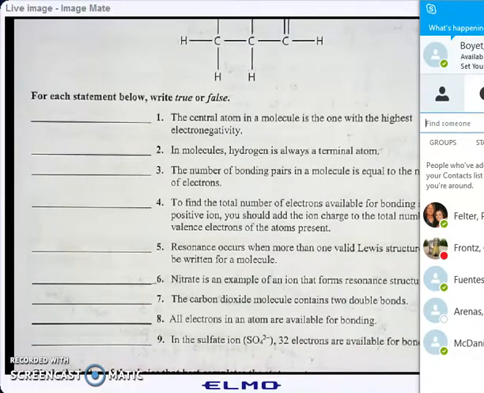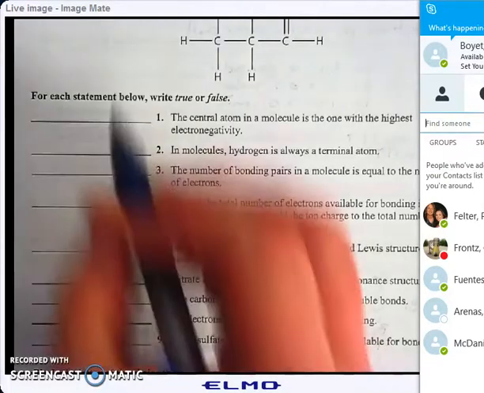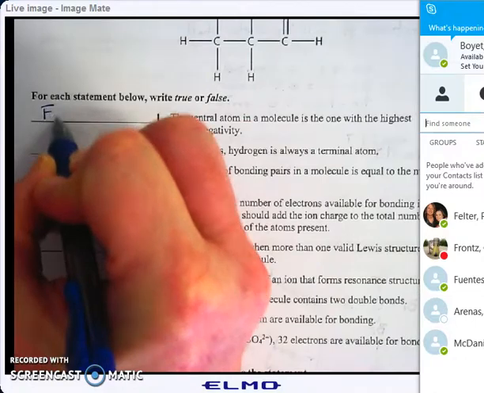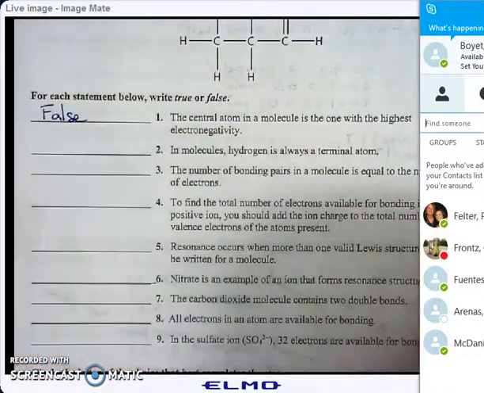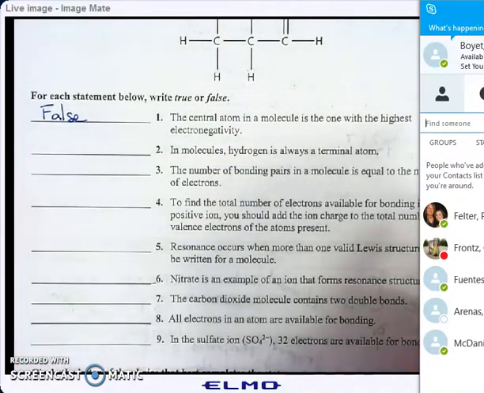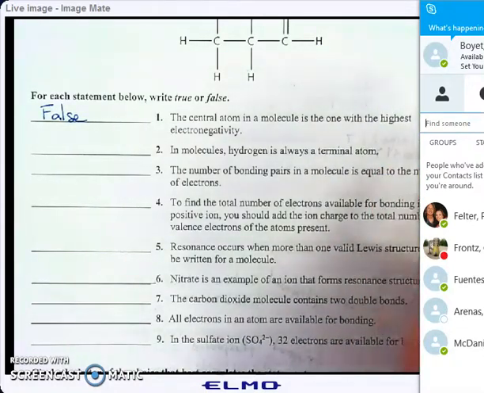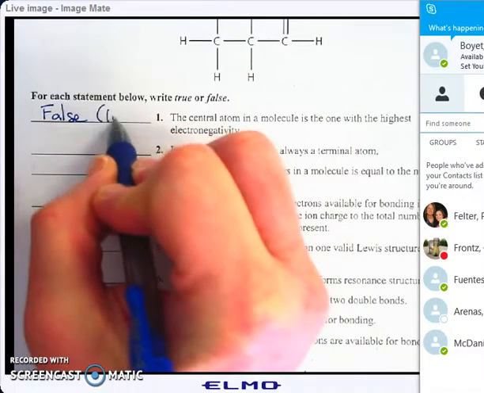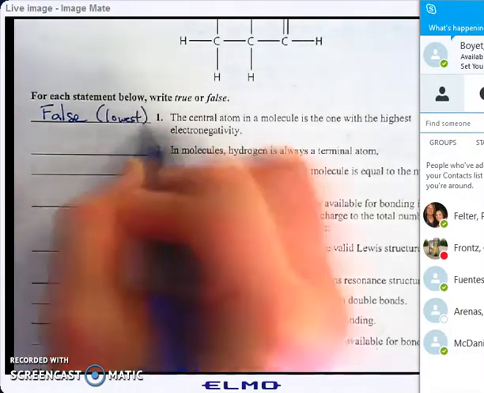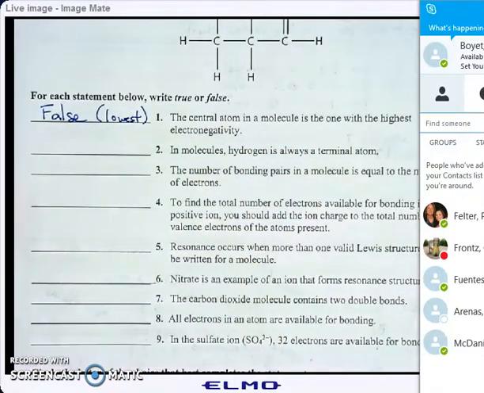Number 1, the central atom is the one with the highest electronegativity. Anthony? False. It's the one with the lowest electronegativity, not the highest. That's the one that's supposed to be in the center. Number 2.